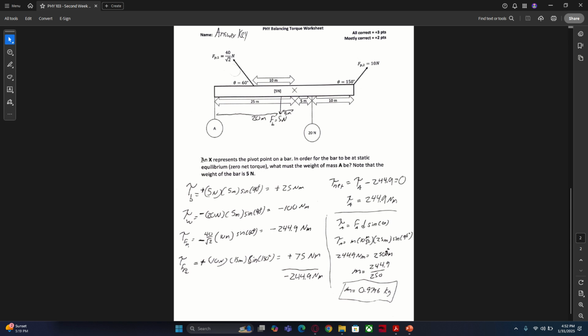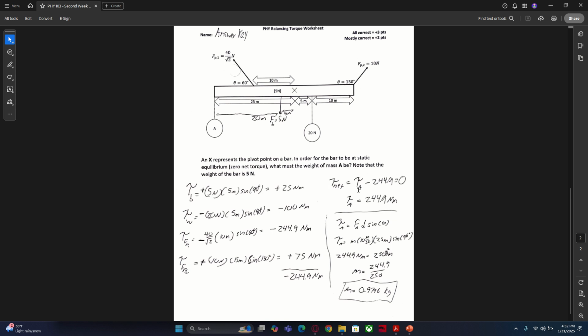Reading our problem, this X represents the pivot point of our bar. In order for the bar to be at static equilibrium, that means that the net torque equals 0. What must the weight of mass A be? Note that the weight of the bar is 5 newtons. The key here is this object is at static equilibrium, rotational static equilibrium, so it should not rotate at all. That means that the net torque equals 0.